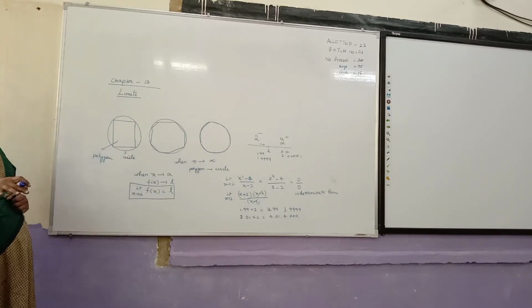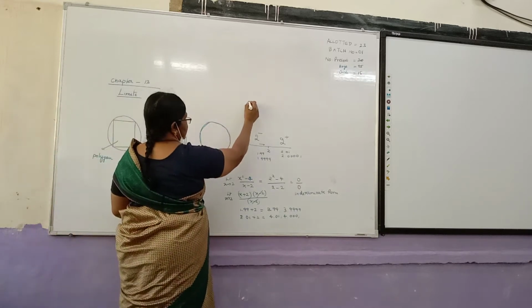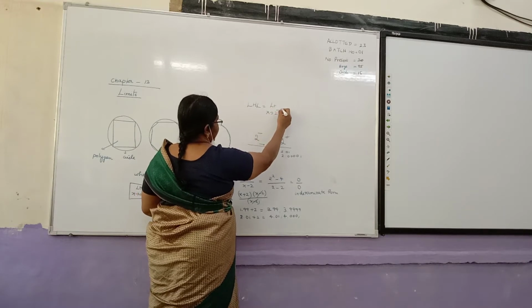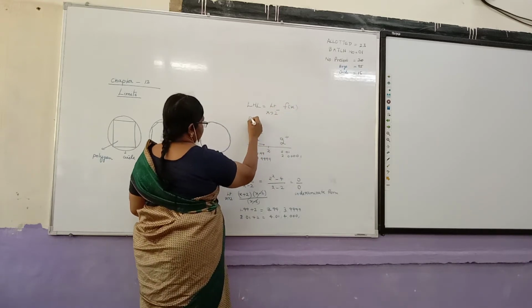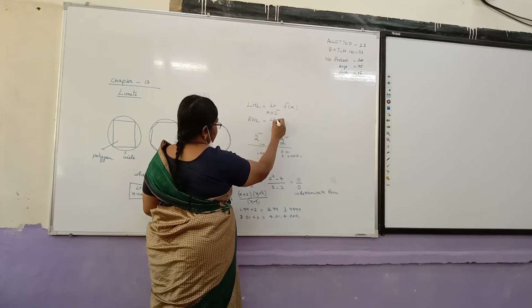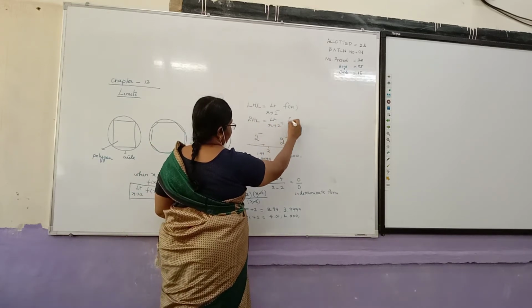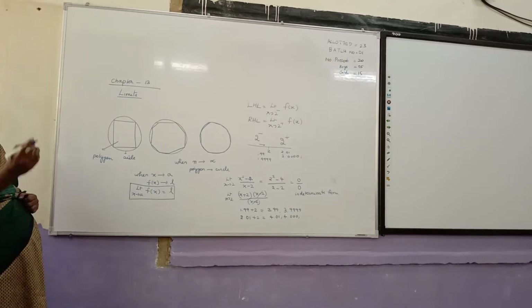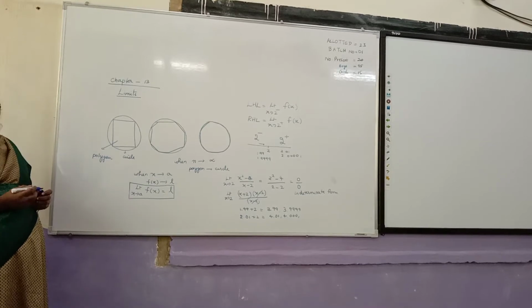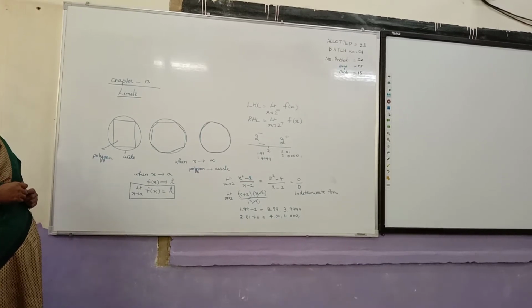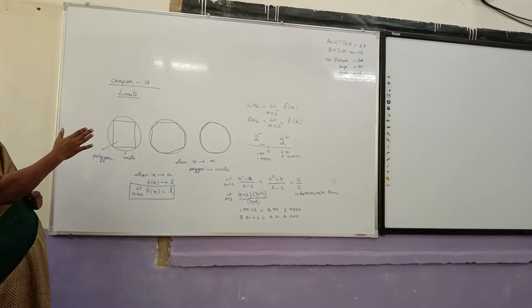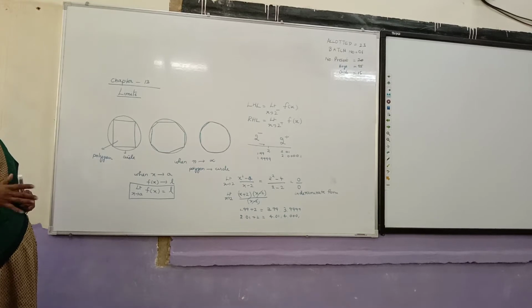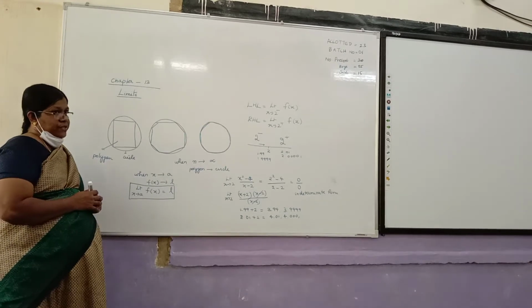This means that for a limit to exist, the left hand limit, which we write in short form as limit x tends to 2 minus f of x, and the right hand limit, both limits should exist. When both exist and are equal, then the limit exists. If both are not equal, the limit does not exist. So this only we are going to do in the first exercise.